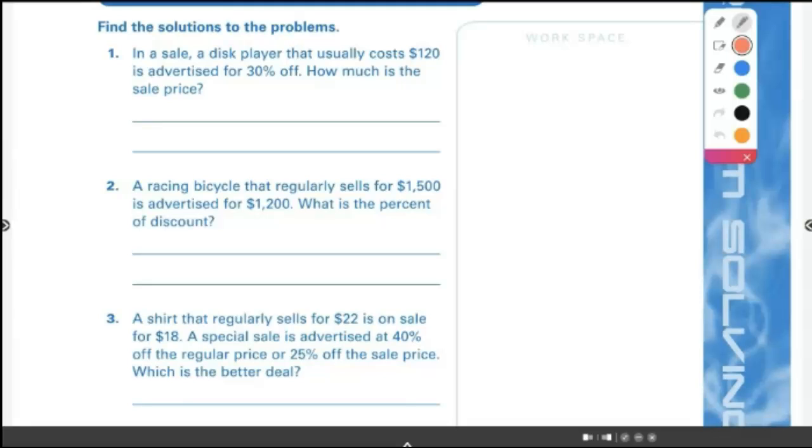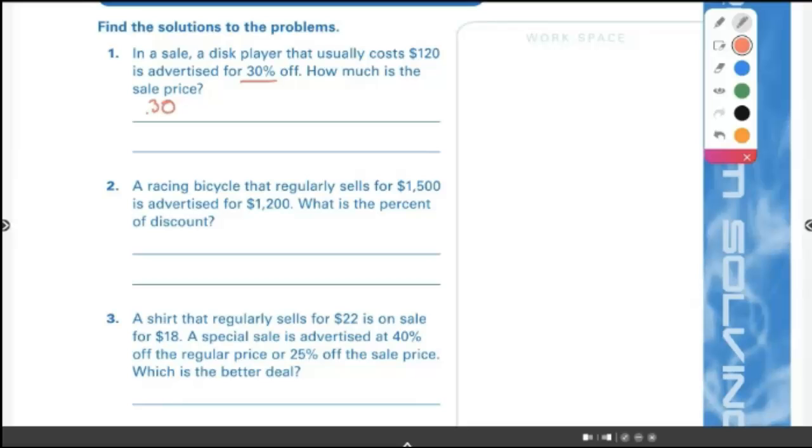Guys ready? All right, number one. In a sale, a disc player that usually costs $120 is advertised for 30% off. How much is the sale price? Almost. There's a couple things we need to do. So it's 30% off. How do I write this as a decimal? Good. 0.30.